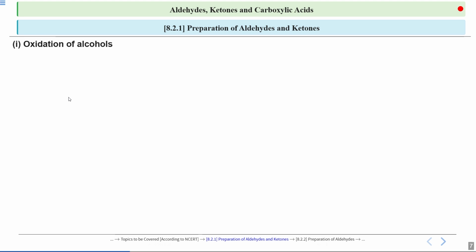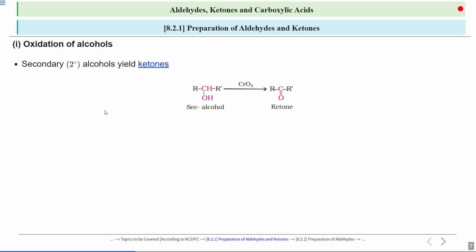Now we will see that secondary alcohols yield ketones. So if you look at this particular example, you see this is a secondary alcohol because the carbon to which your OH group is attached is further connected to two carbon atoms. So this is a secondary alcohol.